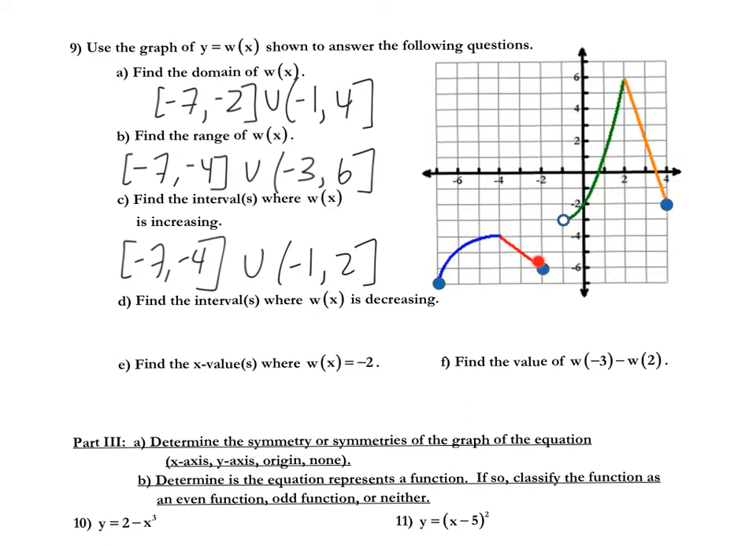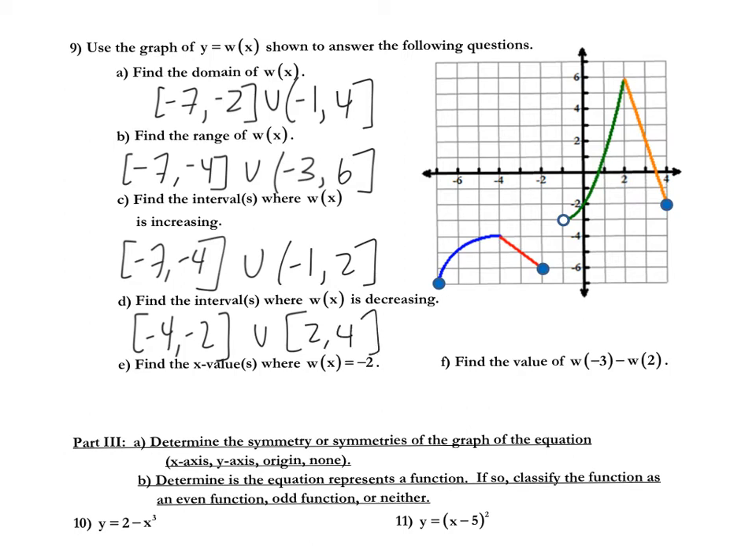Decreasing is this section and this section. No open circles at all, so all brackets. X value here is -4, x value here is -2, so that's my first section. -4 to -2. And then my next section is from the x value of 2 to the x value of 4. So this category here is also decreasing, 2 to 4.